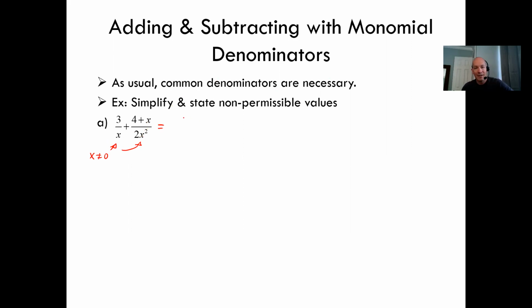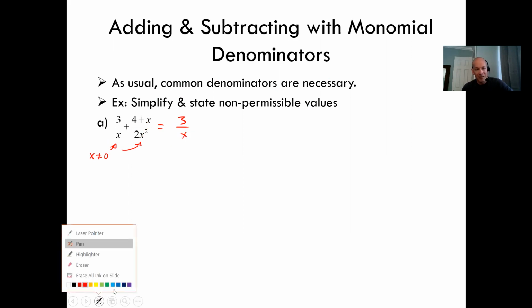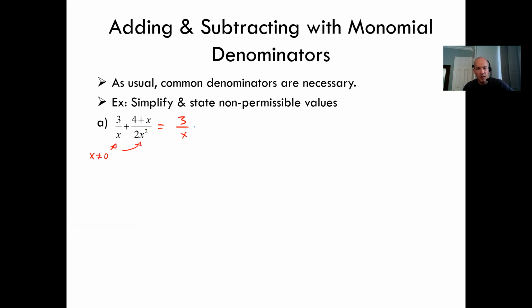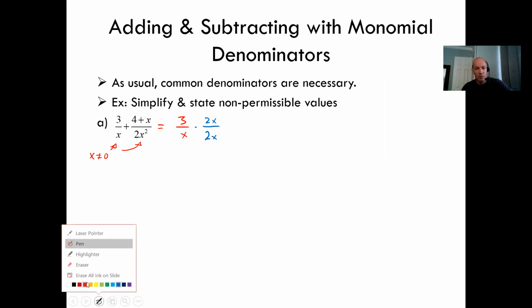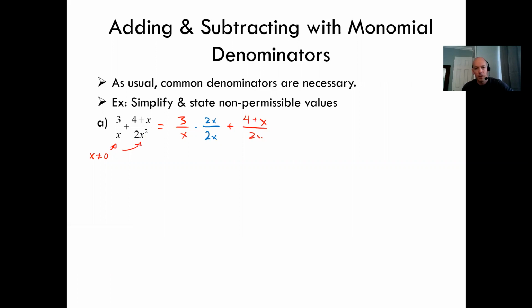So what we do, and the way that I like to show this, and I might recommend that you do the same, is we're going to multiply top and bottom by something to get the common denominator. So we can see that we've got x and we've got 2x squared. So what we've got to do is multiply top and bottom of this guy by 2x. By doing that, we're going to give these fractions a common denominator. Okay, so this is going to turn into 3 times 2x on top will be 6x. On the bottom, we'll have x times 2x gives me my 2x squared. And then over here, I've got 4 plus x over 2x squared.